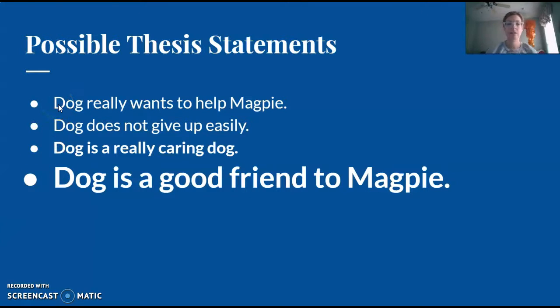So I wrote, Dog really wants to help Magpie. Dog does not give up easily. Dog is a really caring dog. Dog is a good friend to Magpie. And if you're working together as a class, this might be a good time to stop and think about all of these. I've got 4 possible thesis statements. So today, maybe you also have 4 big ideas that you think you might want to talk about for your literary essay.